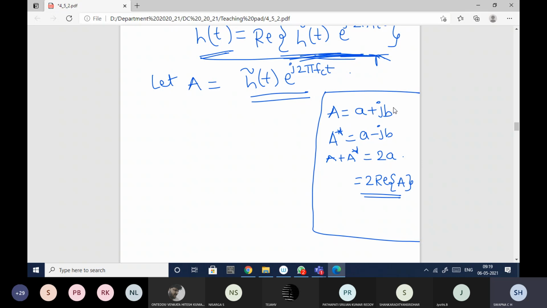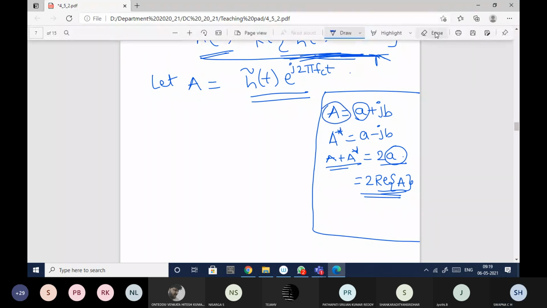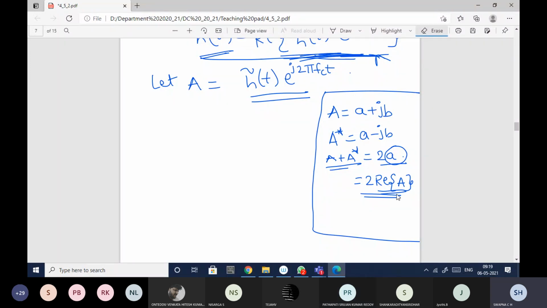Can I write it in this way? A is equal to A plus JB. A star is nothing but A minus JB. What I'm doing, I'm just taking A plus A star, which is nothing but 2A. Instead of A, I have represented it as the real part of A. This is what I want, right? This A I need. Can I write this as the real part of this A? Yes? Okay, so I've represented that in this way.